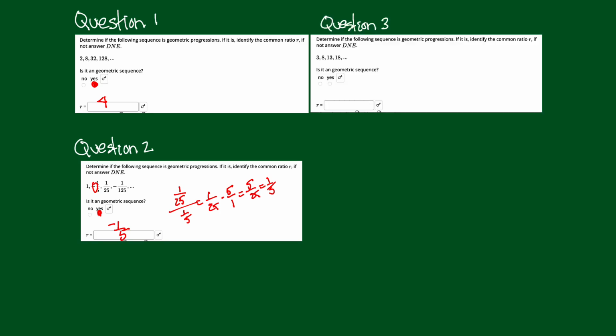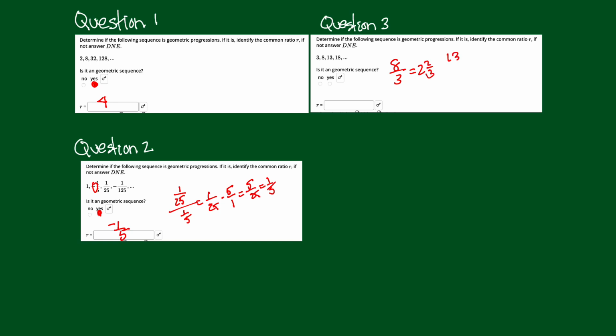Question 3, is this sequence right here geometric? Well, just to be sure, let's do these divisions. What is 8 divided by 3? So take the next one, divide by the current one. All right, that's going to be like 2 2/3. But what about this one?